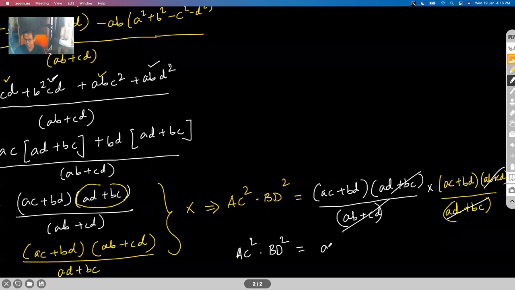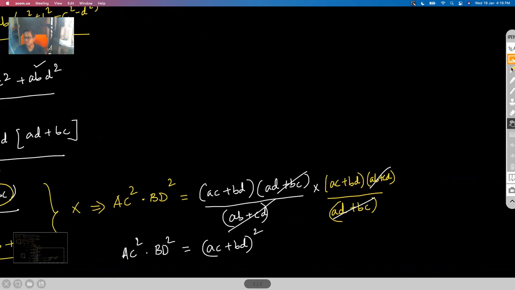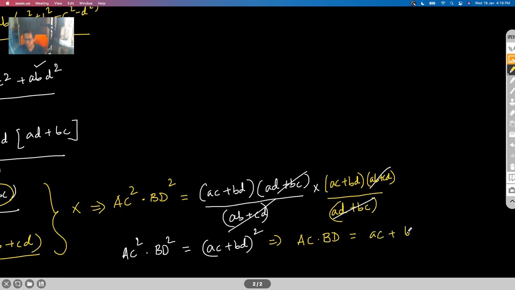Ultimately, you are left with AC plus BD the whole square. Correct? Now, just remove the squares from both the sides. So you'll see something like AC plus BD on the other side.